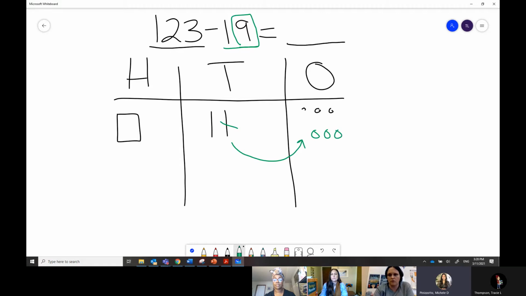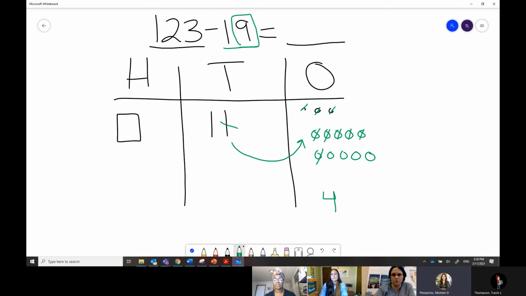1, 2, 3, 4, 5, 6, 7, 8, 9, and 10. I now have enough ones to take away. So now I'm going to take away 9 ones. 1, 2, 3, 4, 5, 6, 7, 8, 9. Now I see that I have 4 left over. 4 ones are left over.